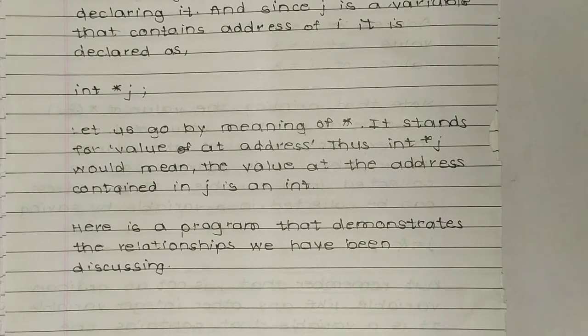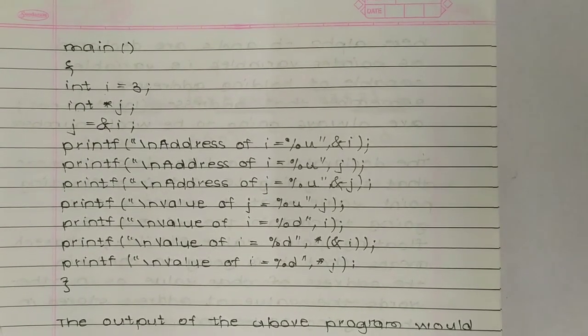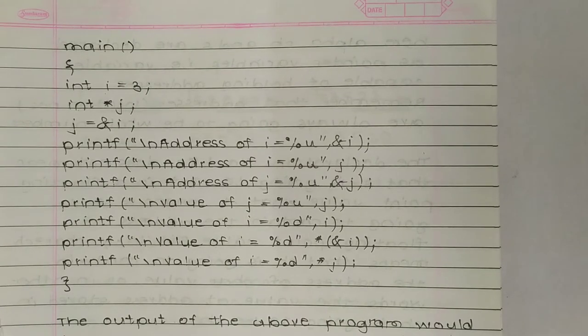Here is a program that demonstrates the relationship we have been discussing. So this is an example program. First is main, which is a function used in every program. Now int i = 3, that means 3 is an integer which is stored in i. Now int *j, and j = &i, that is j holds the address of i. Now printf("\n Address of i = %u", &i), where \n is for next line.